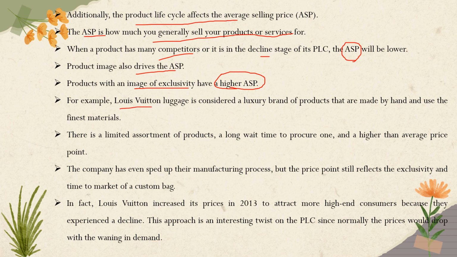An example is Louis Vuitton luggage, which is considered a luxury brand and is made by hand using the finest materials. There is a limited assortment of product, a long wait time to procure and a higher than average price. The company has sped up the manufacturing process, but the price point still reflects the exclusivity and time to market of a custom bag. In fact, Louis Vuitton increased its prices in 2013 to attract high-end consumers because they experienced a decline. This approach is an interesting twist on PLC, since normally the prices would drop when the decline phase starts, but here we see the price has been increased and still there is a demand.